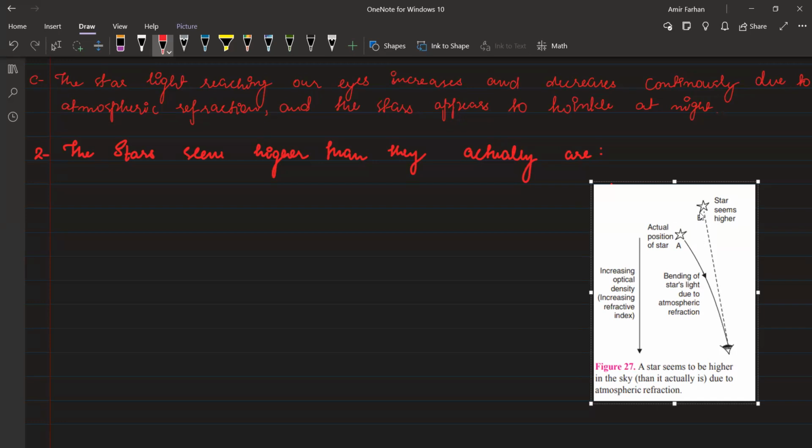Yes, sir. Okay. So due to this, the actual position of the star is this, but due to atmospheric refraction, the star is assumed to be at this place, which is higher than the actual place. Clear?